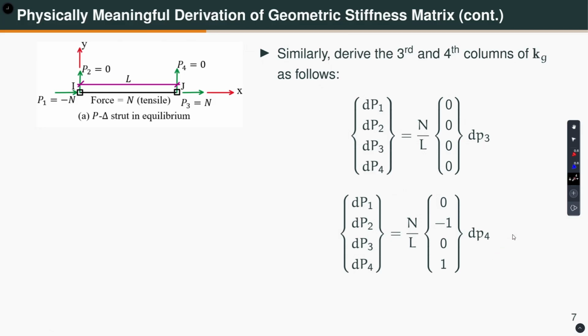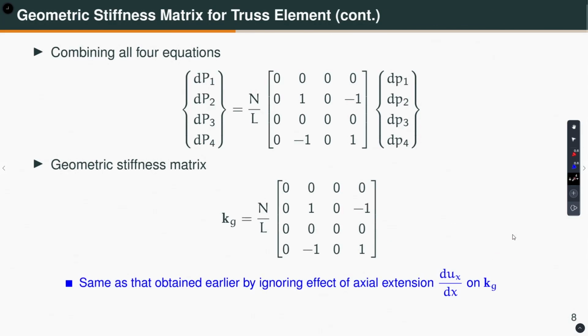Now if I combine all the equations, I get dP1 through dP4, the change in element end forces, equal to n by L times the vectors that I determined, multiplied by little dp1 through little dp4. So what is this? This is the change in end force, a matrix, times the change in element end displacement. This is my stiffness matrix, called the geometric stiffness matrix Kg.